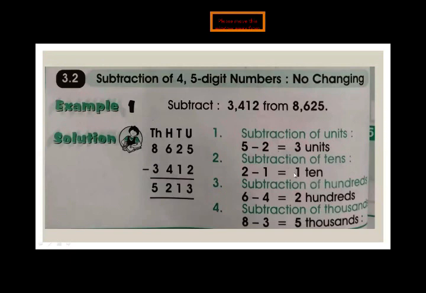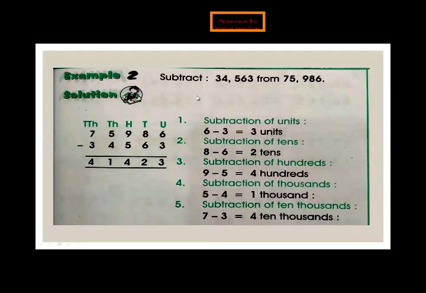1 is subtracted from 2. So 1 easily subtracts from 2. 2 minus 1 is equal to 1 tens. Now come to hundreds place, 6 minus 4, 2 hundreds, and thousands, 8 minus 3, 5. Your answer is 5,213. Okay, the difference is 5,213. Move to the next example.